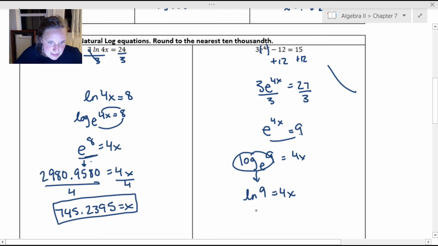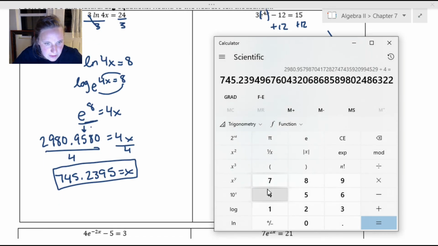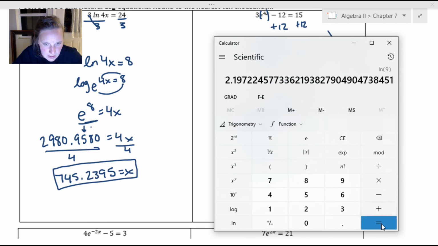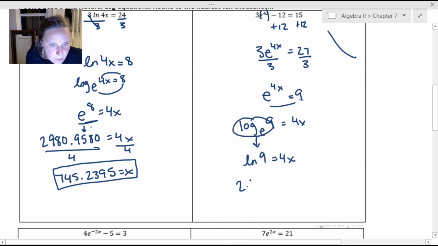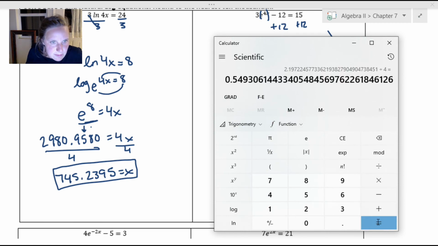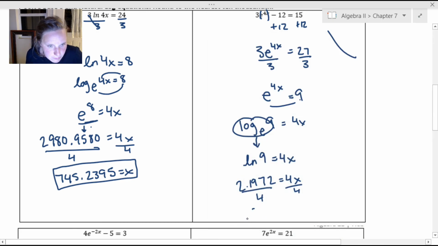And that's going to be a number. So let's figure it out on the calculator. Clear everything out. And we do 9 natural log. Log of 9. That's a decimal, so 2.1972. 2.1972 is equal to 4 times x. And so now we're just going to divide by 4. Calculator, divide by 4. And that gives us 0.5493. 0.5493 is equal to x.